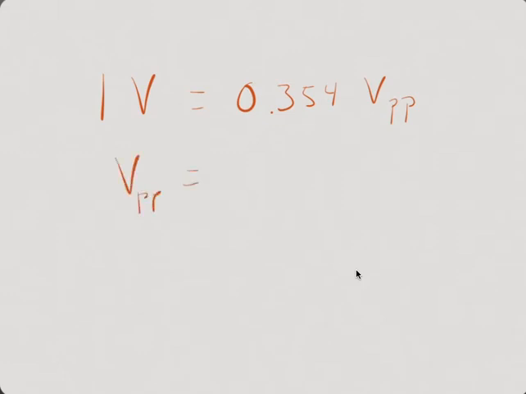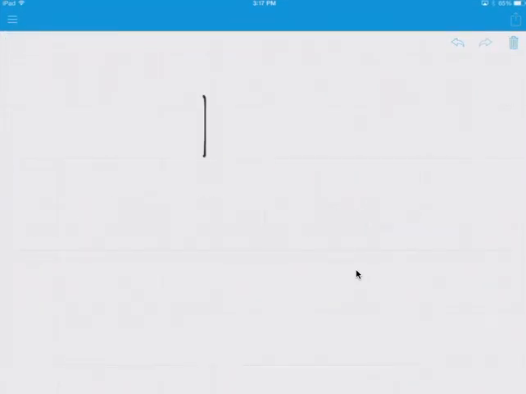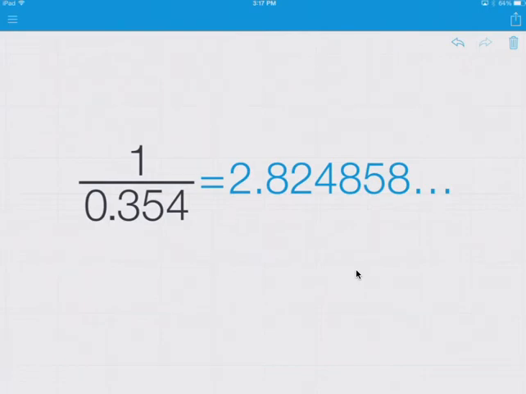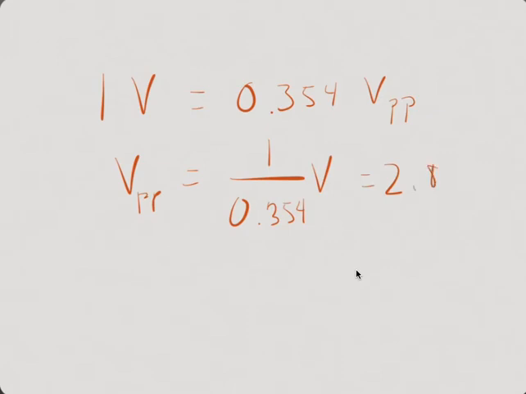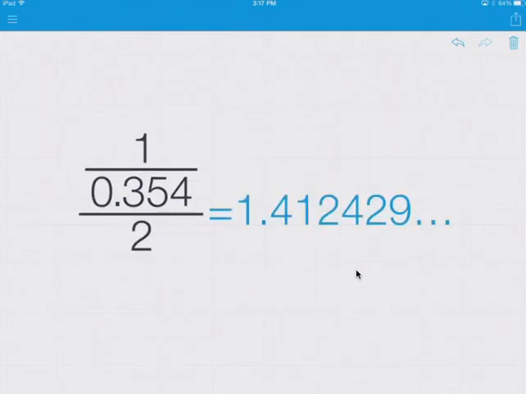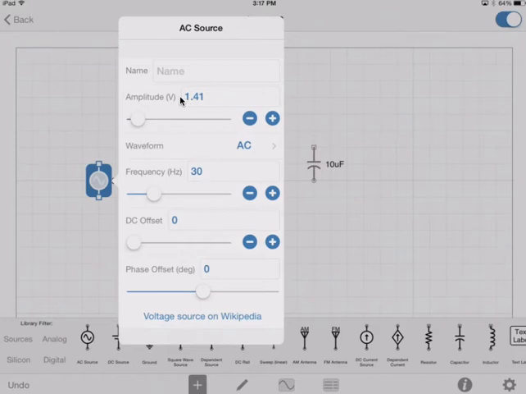well, the voltage peak to peak is just going to end up being 1 divided by 0.354 volts. Now, mind you, we want the amplitude, so the amplitude is not the same as the voltage peak to peak. So we have 1 over 0.354. You see we end up with 2.82 volts. That would be our peak to peak voltage. But we only want the amplitude, and the amplitude is voltage peak. So we're going to take 2.82 volts and divide it by 2, and this is where we get our 1.41 volts from. And that is why in this circuit I chose the amplitude here to be 1.41 volts. All right, enough of that.